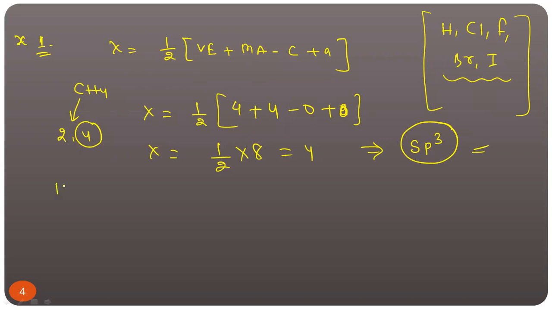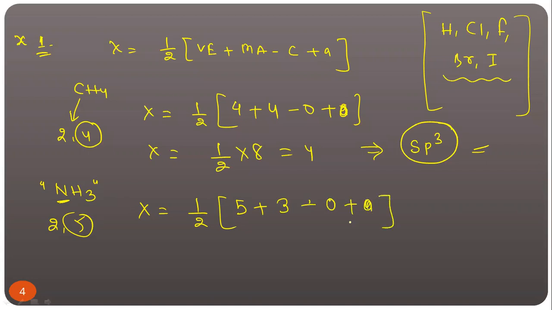Clear? Now in NH3 they are asking. Now the method is x is equal to 1 by 2. Number of valence electron, we know nitrogen is 5, you can put it here 5. Number of monovalent atom 3. No charge, minus 0, plus 0. Clear? So x is equal to 1 by 2 into 8, that is equal to 4. So again hybridization is sp3. Is it clear to you?